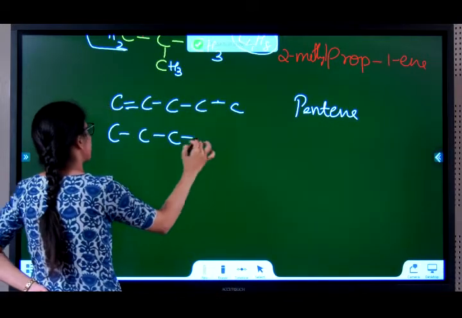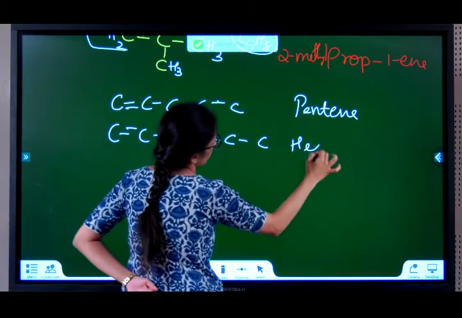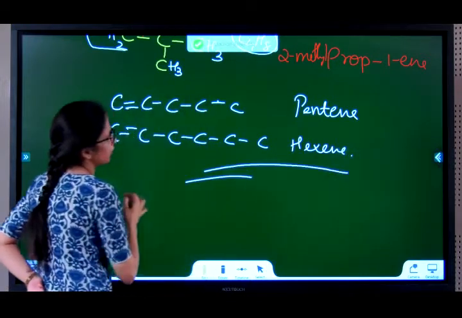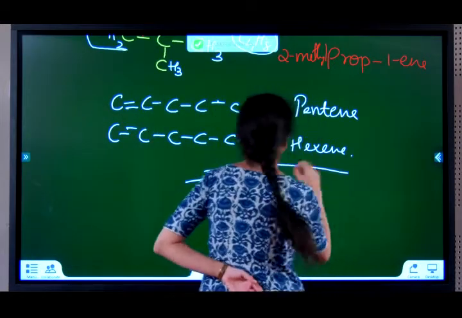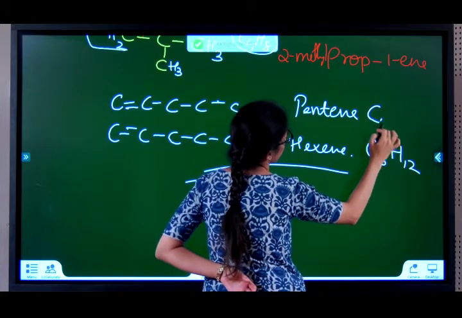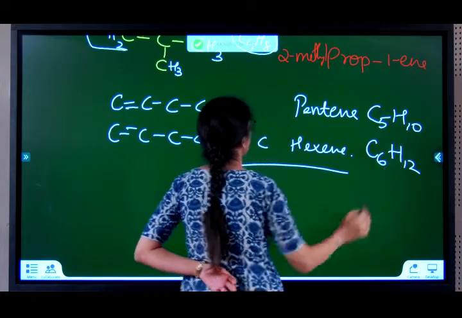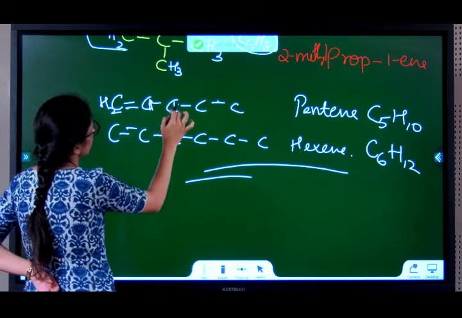1, 2, 3, 4, 5, 6. Put a double bond there. So it becomes hexene. So these are your alkene series. Can you tell the formula without counting the H's? Yes. C6H12. C5H2 into 5, 10. You can put the H's and count. You will get the same answer.